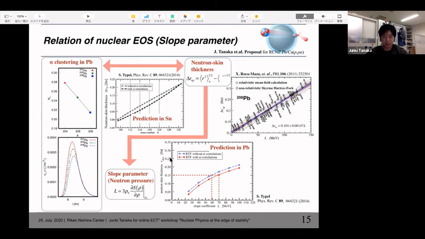So neutron skin thickness and slope parameter, and this blue is for without alpha correlation, and red is with alpha correlation. If we properly take the alpha clustering into consideration, then from the same measured neutron skin thickness, L parameter determination will change. So for this purpose, we would like to observe the alpha clustering in lead isotopes.